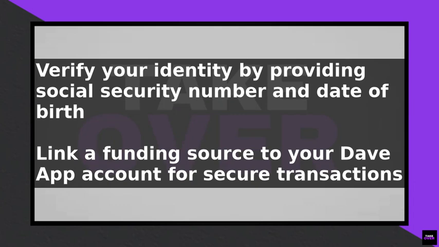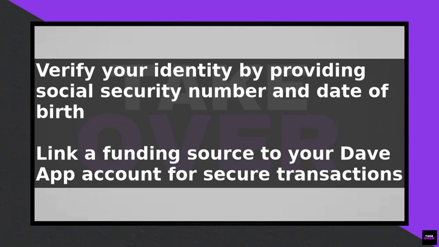After verifying your identity, you will be asked to link a funding source to your Dave app account. This can be a bank account, debit card, or credit card. You will need to provide the account and routing numbers for your funding source. And you may be asked to verify the account by confirming 2 small deposits made to the account.